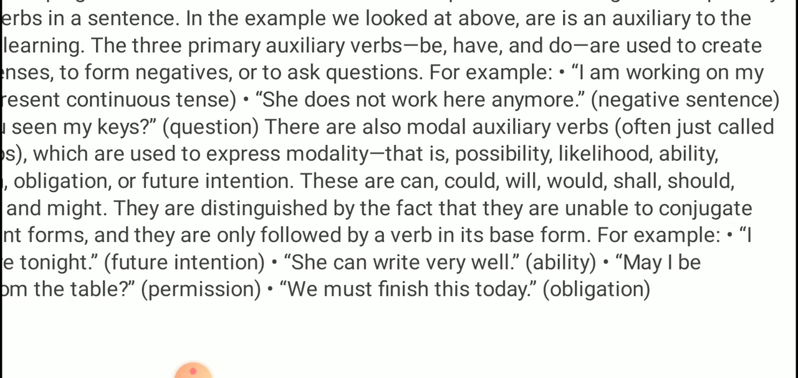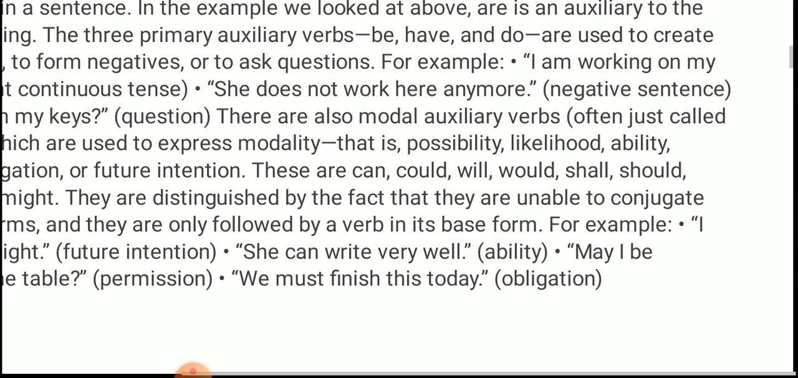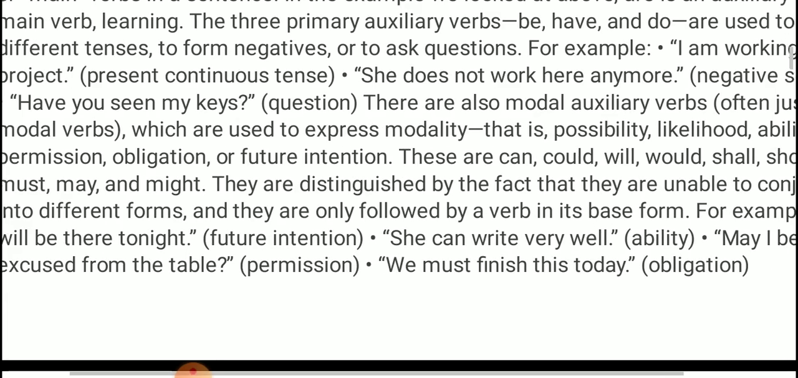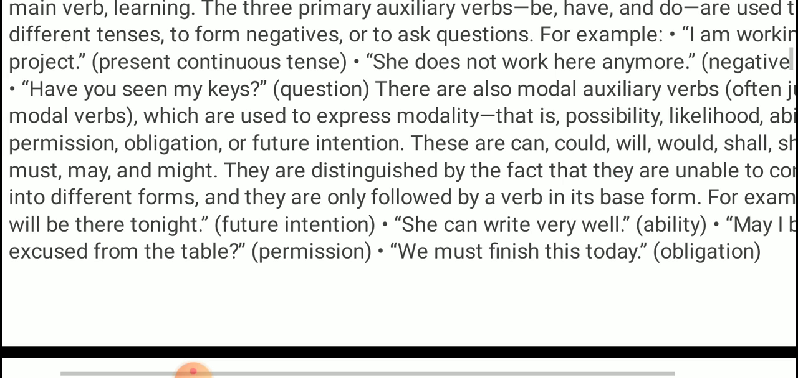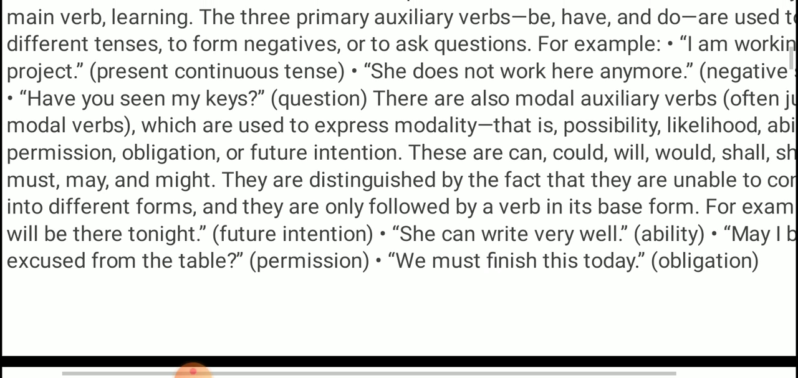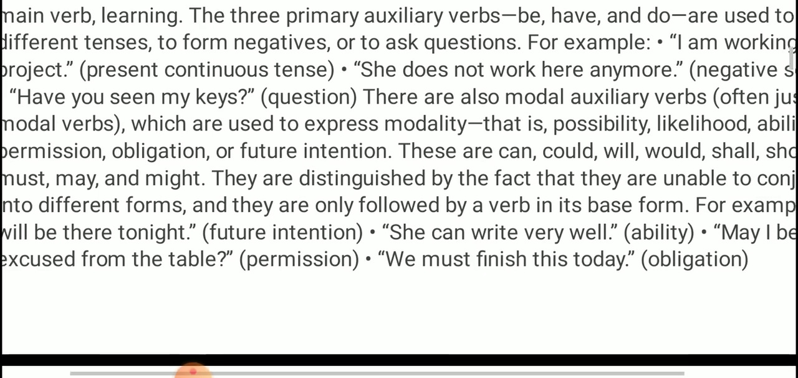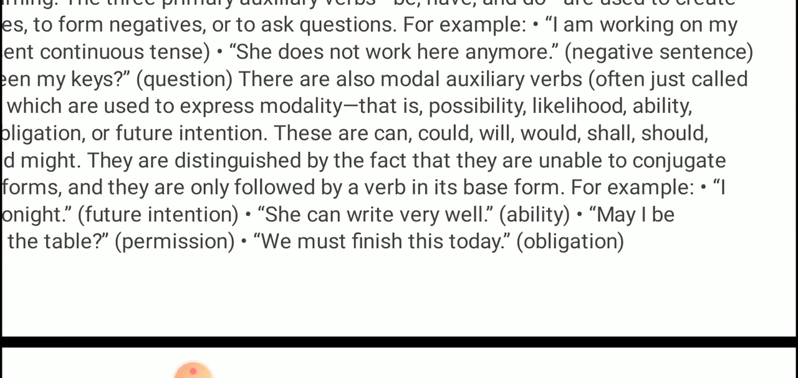She does not work here anymore. Here you can see that work is the main verb and does not has been attached to it in order to give it a negative sense. Have you seen my keys? Here again you see that have has been used with seen, and it has been used in order to make it an interrogative sentence.